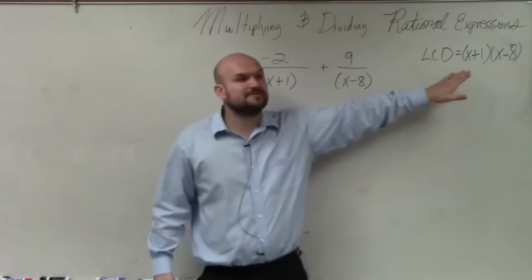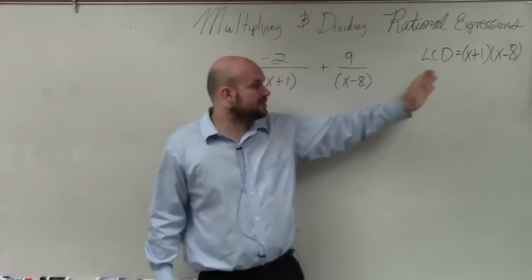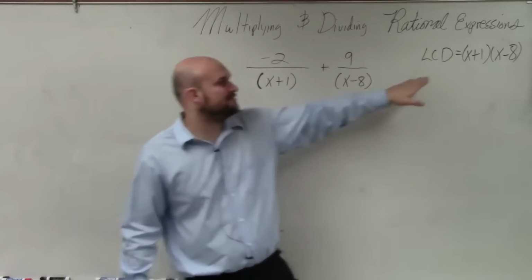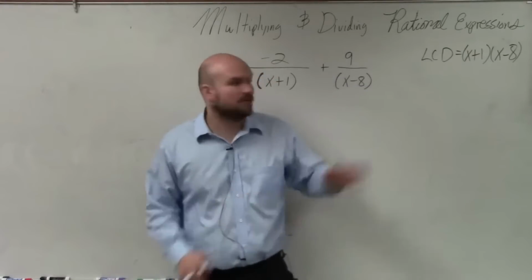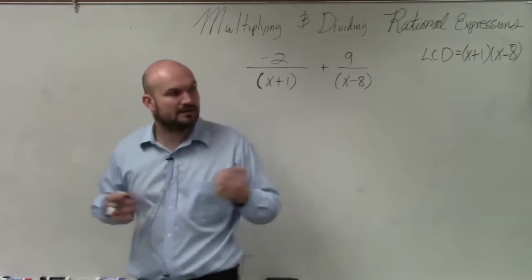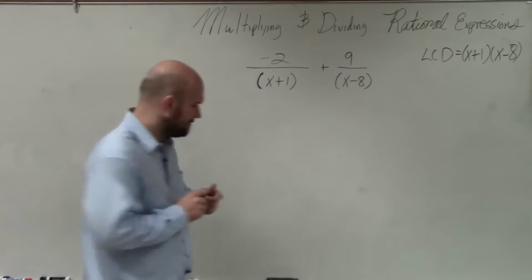So if here's my LCD, now I need to determine how do I get x minus 8 to be x plus 1 times x minus 8. What would I need to multiply x minus 8 by? X plus 1.